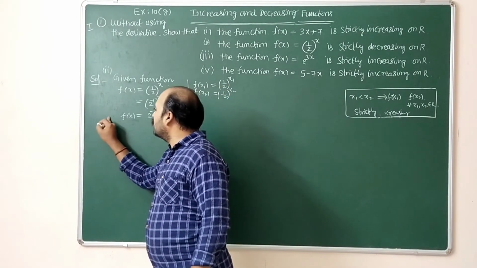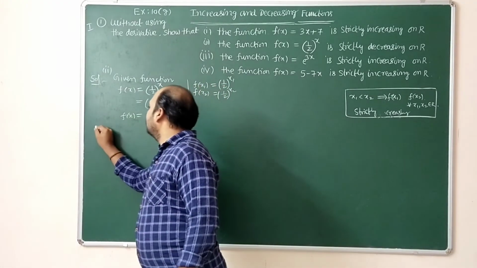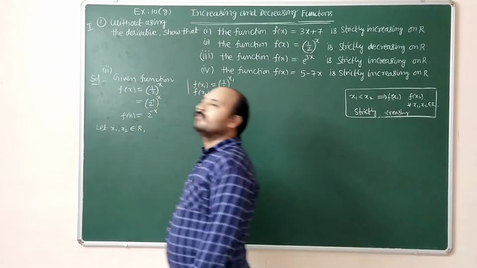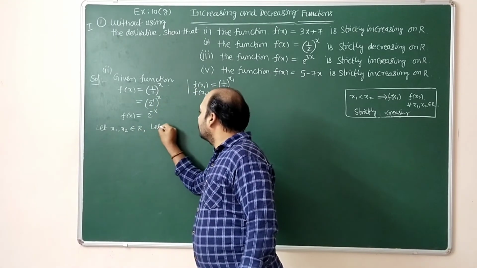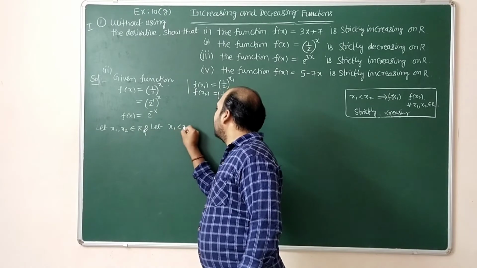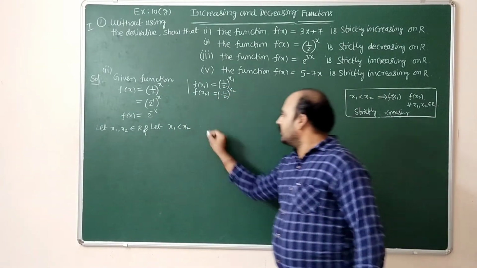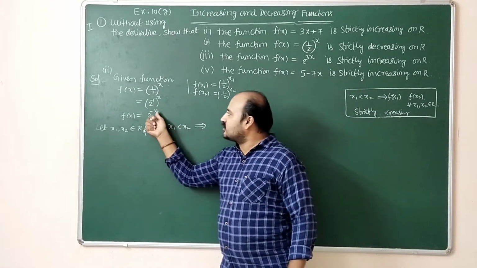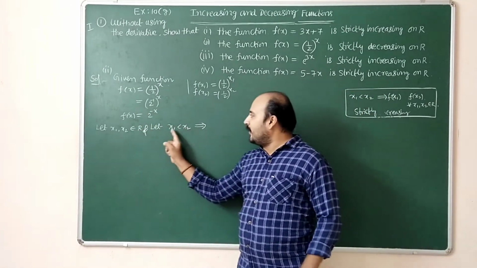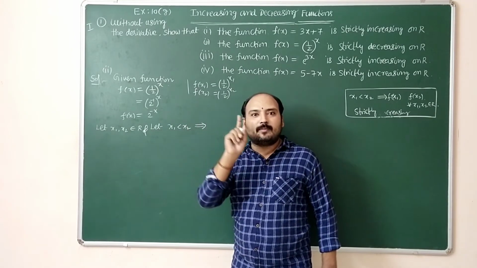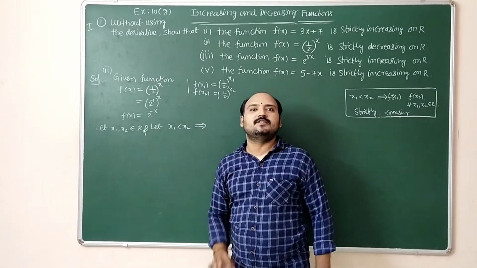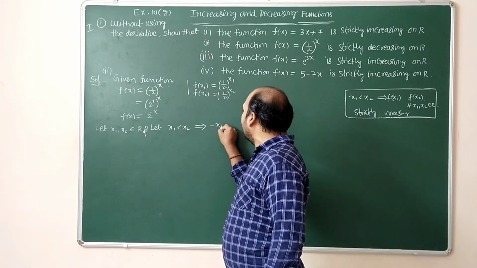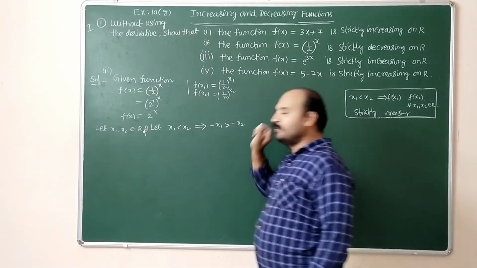So what we are going to do is, consider, let x1, x2 belong to R and let x1 be less than x2. That implies x1 is less than x2, but here the x coefficient is minus. If we multiply on both sides with minus, the inequality will change. You remember that. So x1 is less than x2 gives minus x1 is greater than minus x2.